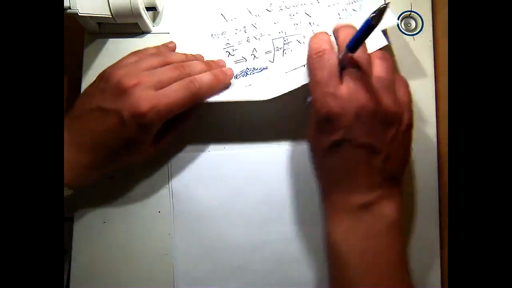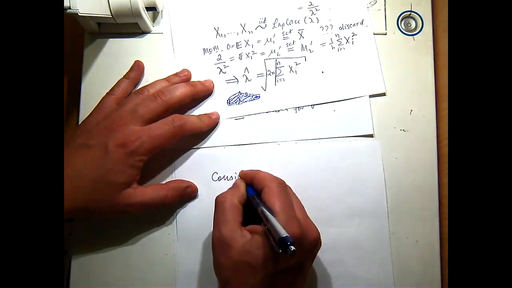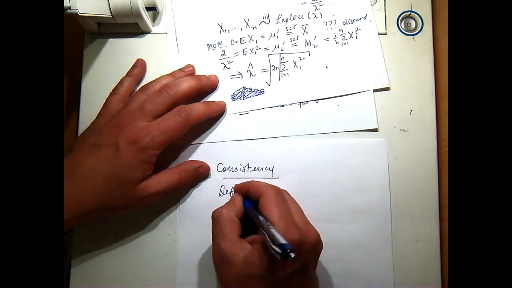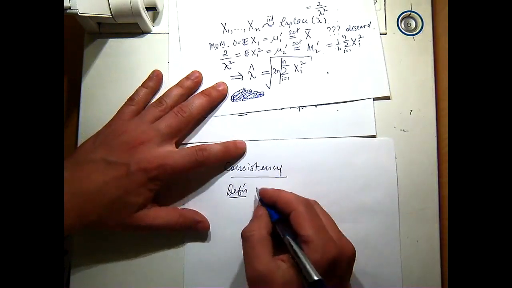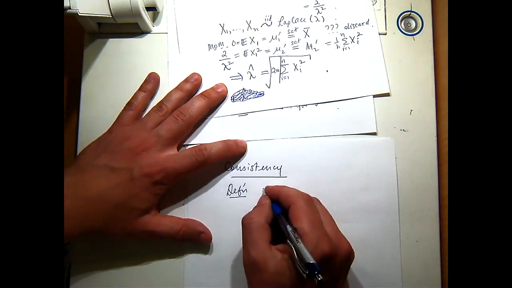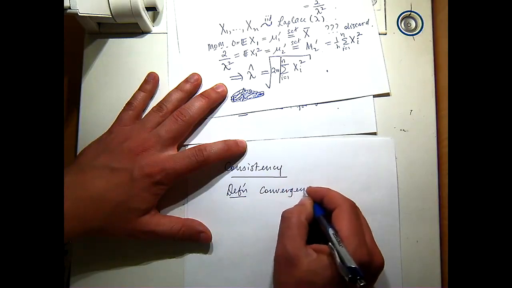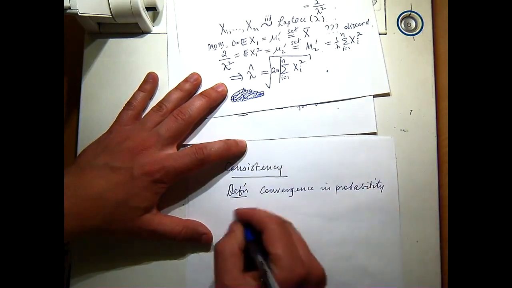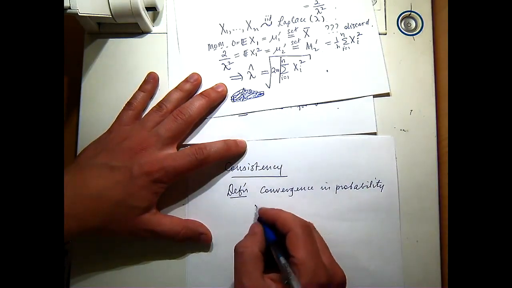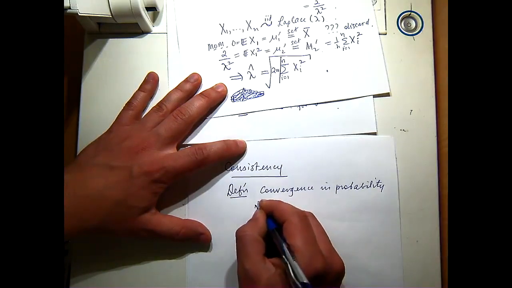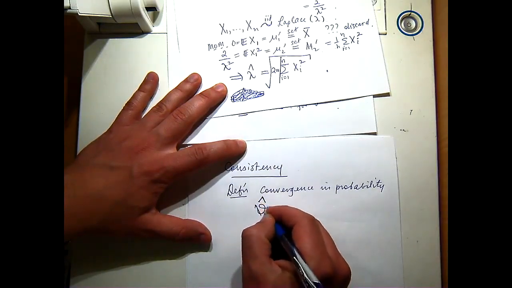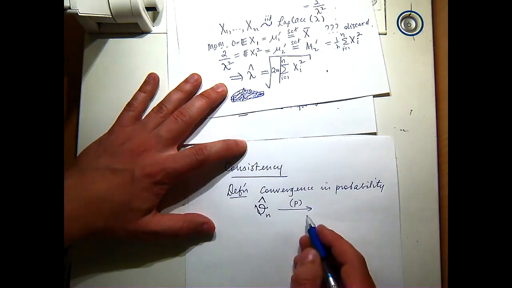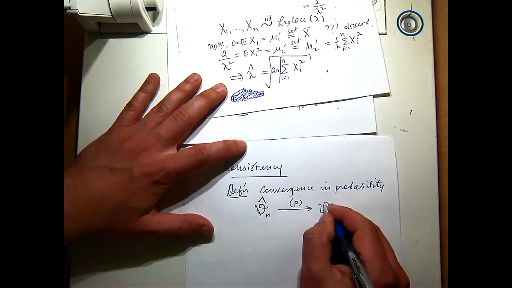And there is one other good feature called consistency. I have to define this first. Before I can define consistency per se, I need to define convergence in probability. To be very suggestive of where this comes from, I'll say theta hat n converges in probability, and this is the notation with the brackets P, to theta, the limiting value.